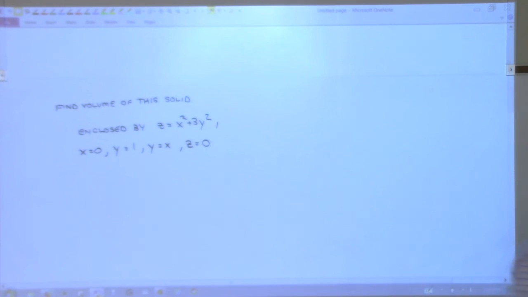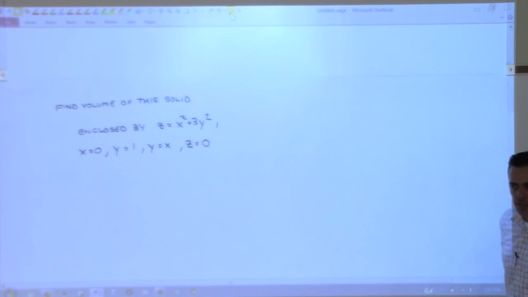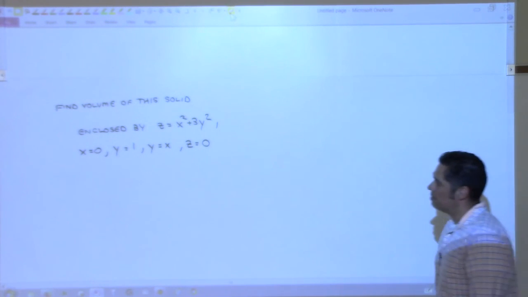We have a solid. The solid that we're trying to find the volume of is the solid that is enclosed by those things, whatever they are, okay? Find the volume. So let's start with the easier parts.